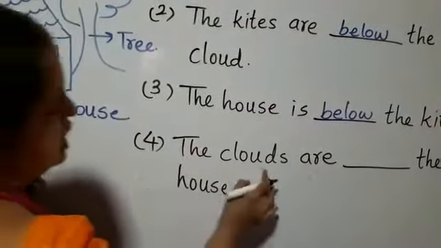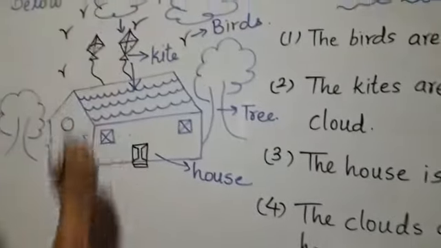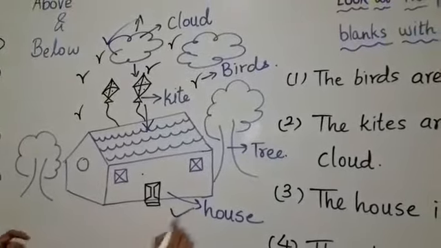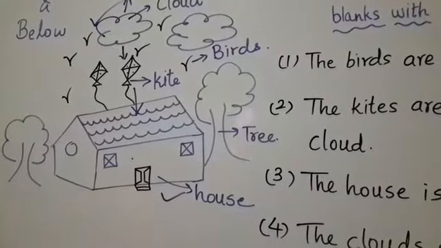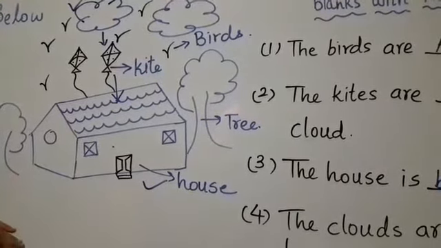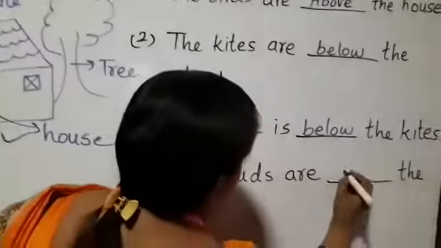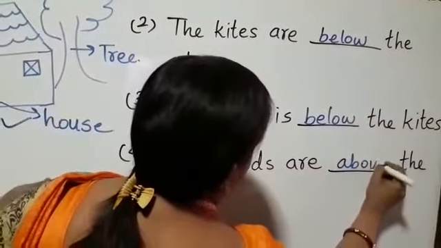Then the clouds are dash the house. Where are the clouds? Here is the cloud. And where is the house? Here is the house. So it is above the house or below the house. Yes, you understand the concept now. Then it will be above the house.